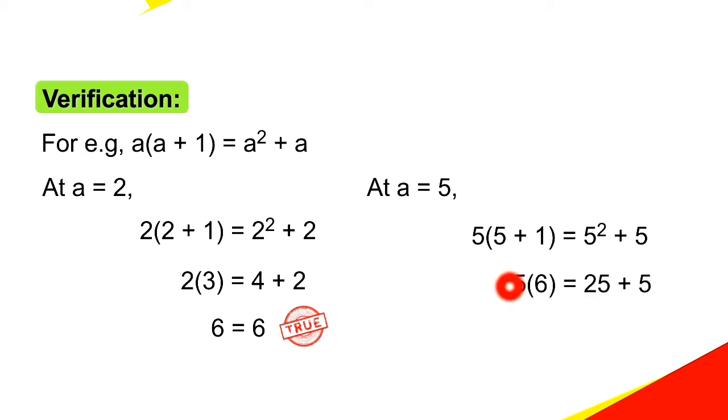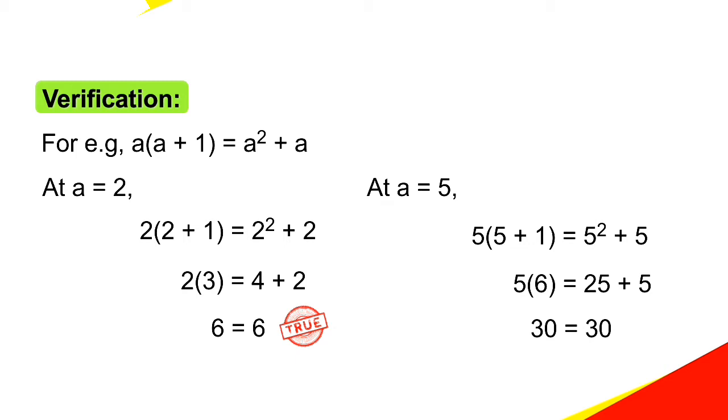So what we can get? 5 into 5 plus 1, how much? Right, 6. Is equals to 5 square means? Right, 5 5s are 25 plus 5. I think we already know 5 6s are how much? Right, very good. 5 6s are 30.